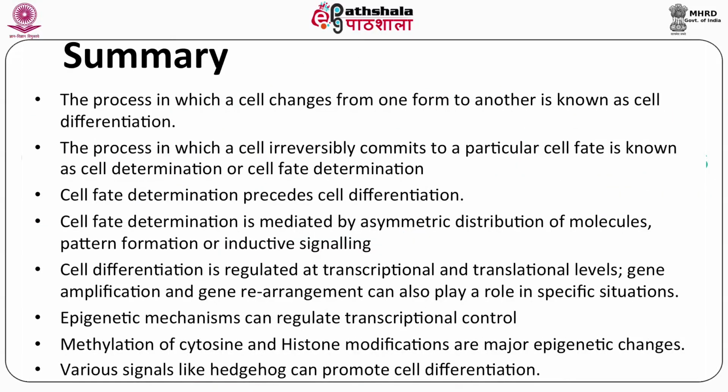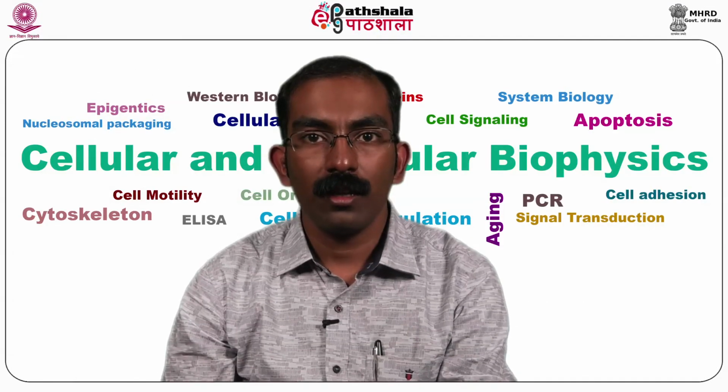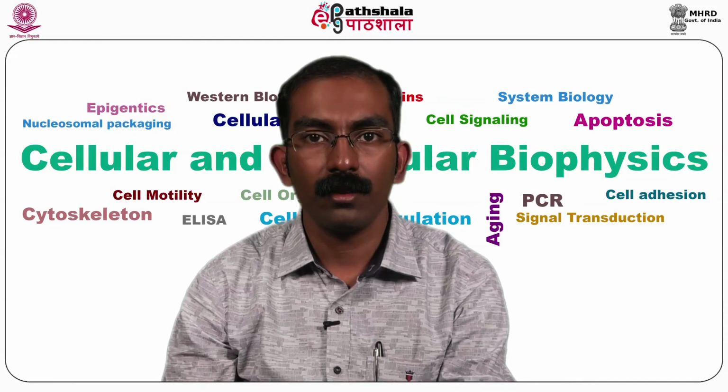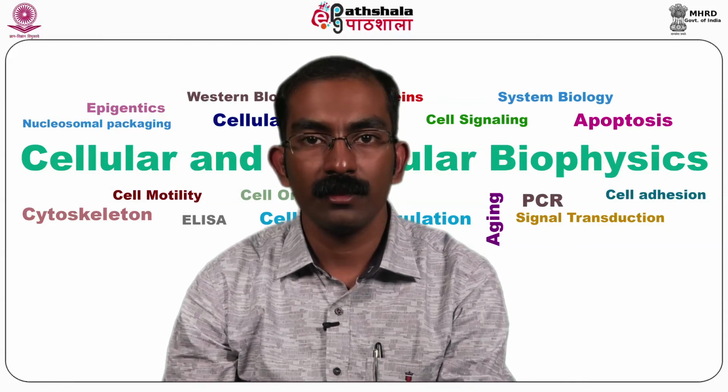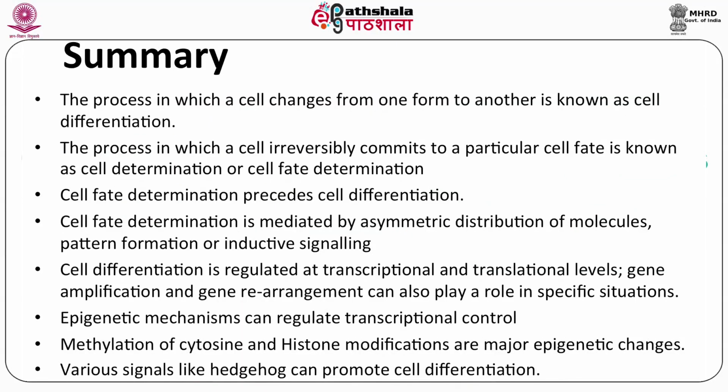Cell differentiation is regulated at transcriptional and translational levels. Gene amplification and gene rearrangement can also play a role in specific situations. Epigenetic mechanisms can regulate transcriptional control. Methylation of cytosine and histone modifications are the 2 major epigenetic changes. Various signaling pathways like the hedgehog signaling pathway can promote cell differentiation.